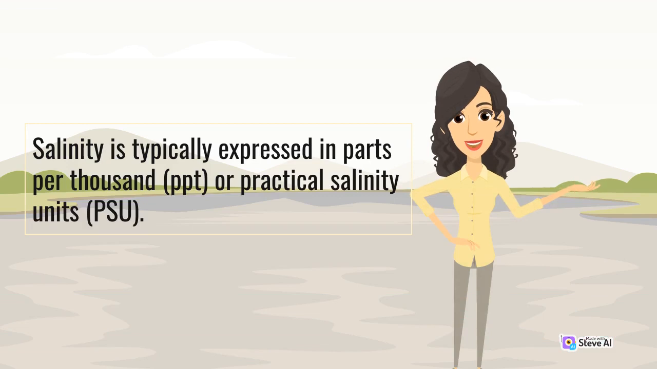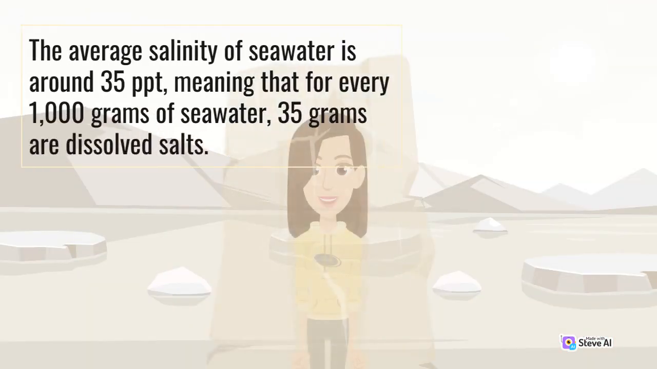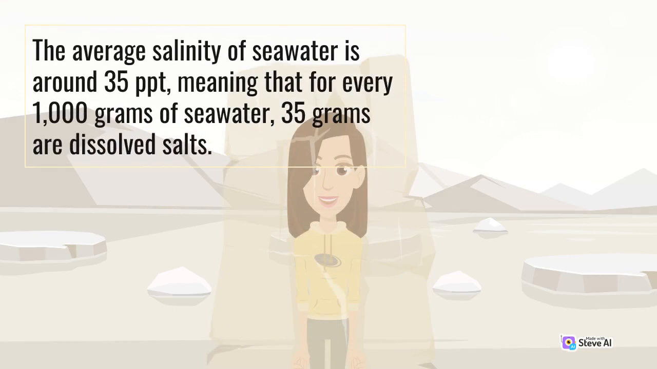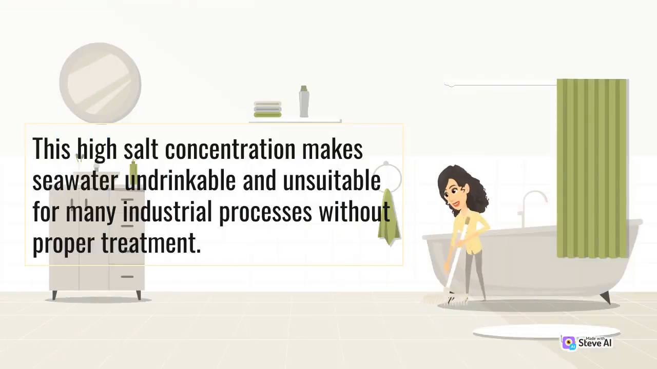Salinity is typically expressed in parts per thousand, ppt, or practical salinity units, PSU. The average salinity of seawater is around 35 parts per thousand, meaning that for every 1,000 grams of seawater, 35 grams are dissolved salts. This high salt concentration makes seawater undrinkable and unsuitable for many industrial processes without proper treatment.